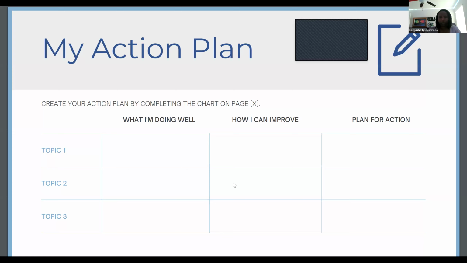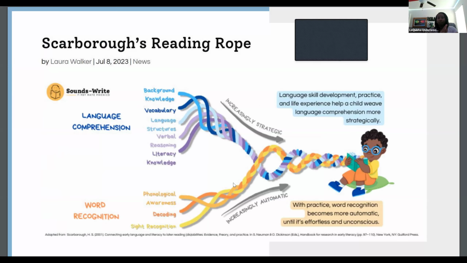Let's get into it now. All right, now I have a video for you. This is a wonderful example of the simple view of reading now coming into a modern time. It's called Scarborough's Reading Rope.